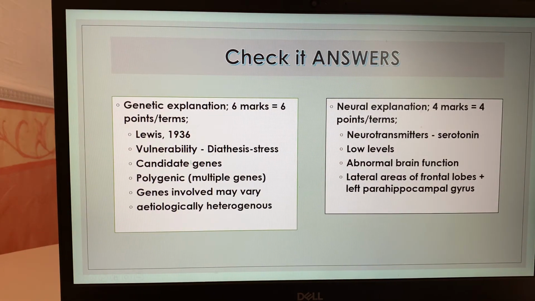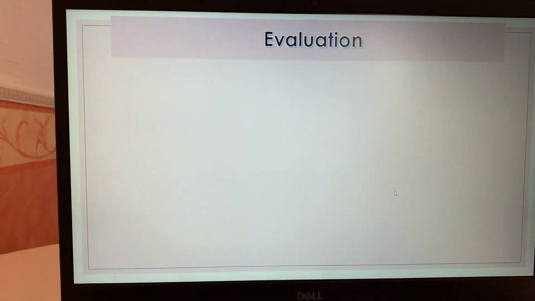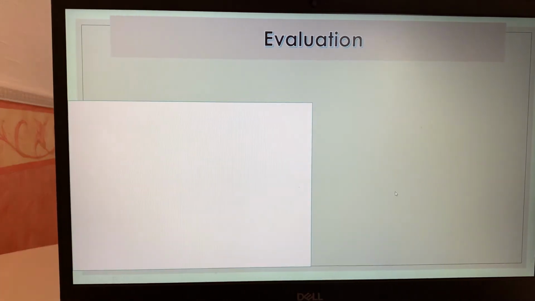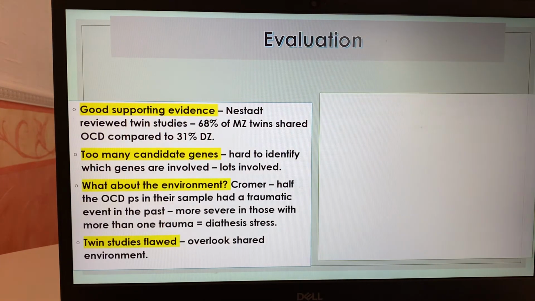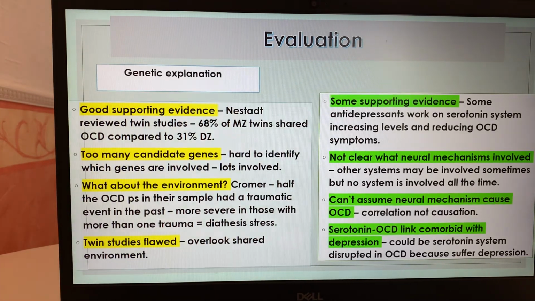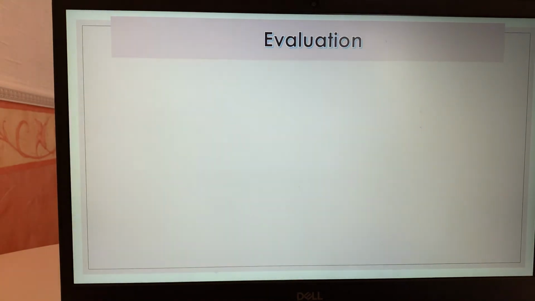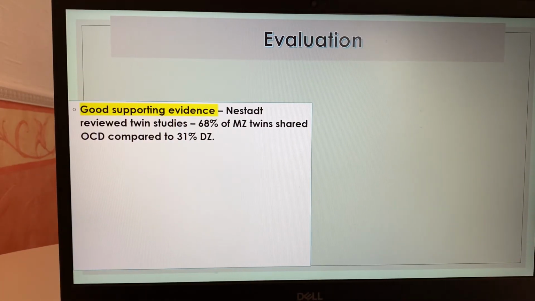And there are some answers that you can check against what you've written. So if we go on to the evaluation then, that's all the A1. So this is for the genetic explanation here.